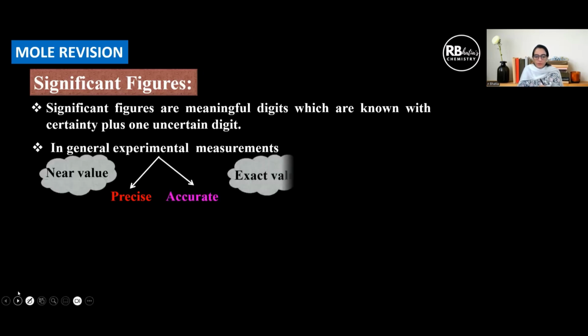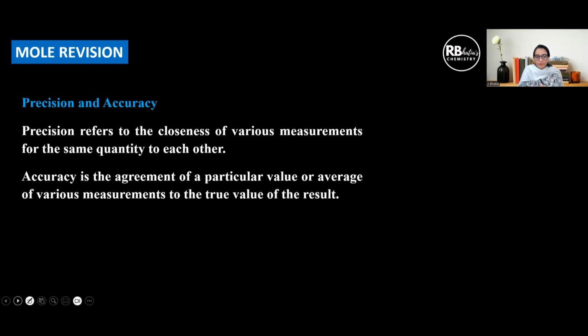we have two terms used: precise measurements and accurate measurements, right? So, what is the difference between precision and accuracy? This is one important question for your school exams. Differentiate or define the terms precision and accuracy. So, remember, precision refers to the closeness of various measurements for the same quantity to each other, right? Supposing a value is, let us say, 2.5.